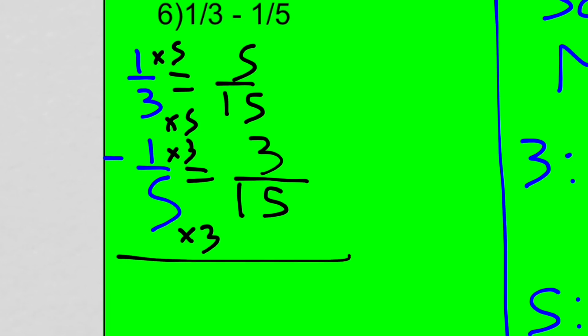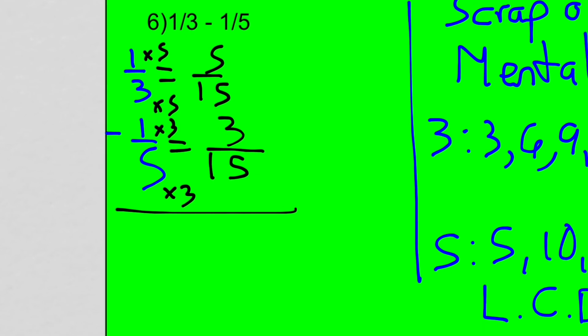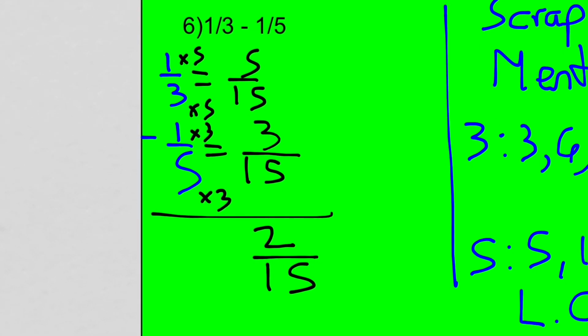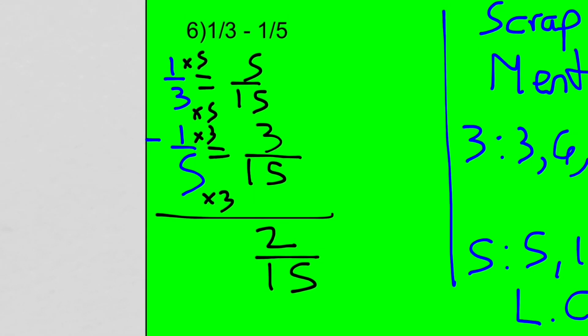And now I have two fractions, same denominator, that I can subtract. So I do 5 take away 3. And 5 take away 3 is 2, and common denominator 15. And it's in lowest terms already, so I'm done. Now, this work here is what I would need to see when you do this assignment. This is how I would want to see it. Okay?